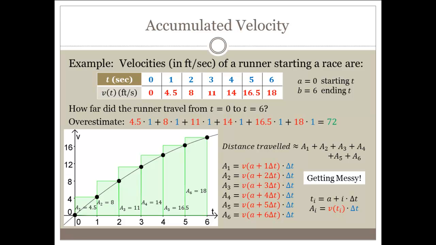So the area of the ith rectangle, Ai, is v of Ti times delta t. This simply means that the area of the first rectangle, A1, is v of 1 times delta t. The area of the fourth rectangle, A4, is v of 4 times delta t.